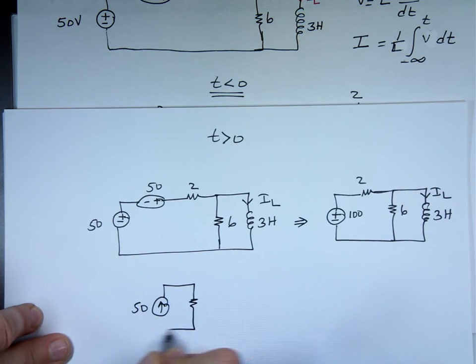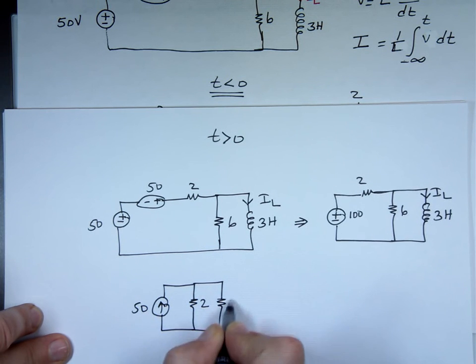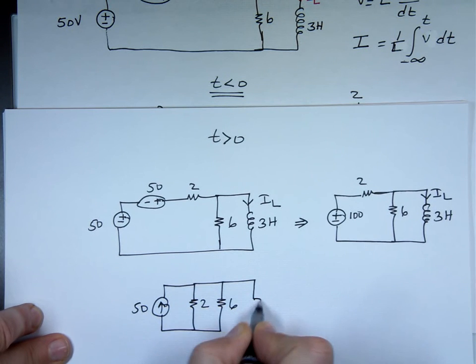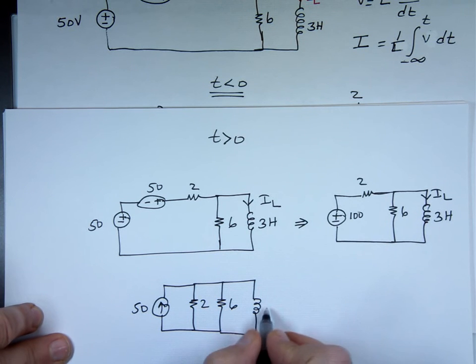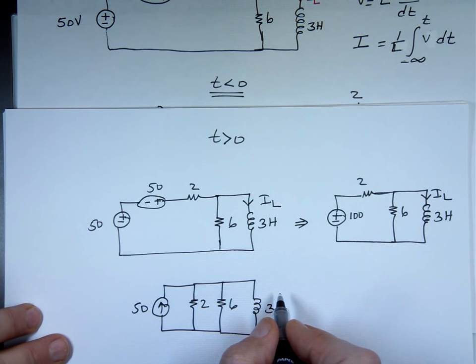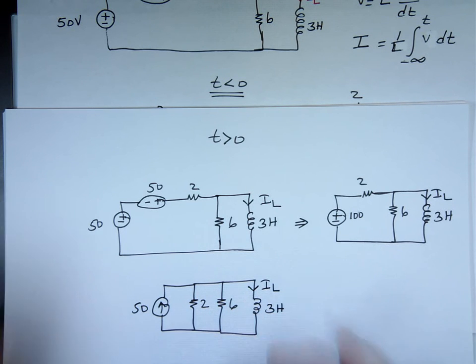2 and 6 in parallel. Can I simplify that? That's 8, 2 times 6, 12. 12 divided by 8. Is that 1.3? 4 over 3?